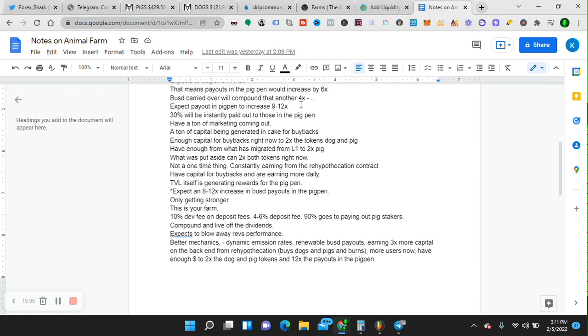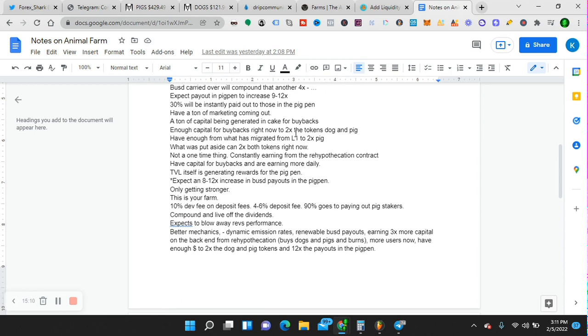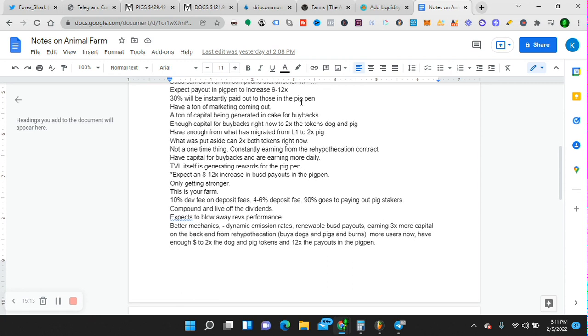That means payouts in the pig pen would increase by 6 times. BUSD carries over will compound that another 4x. Expect payout in pig pen to increase 9 to 12x, right? 30% will be instantly paid out to those in the pig pen.